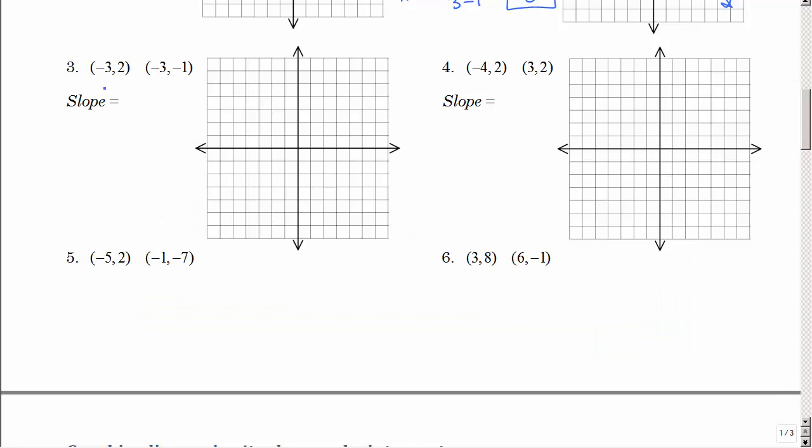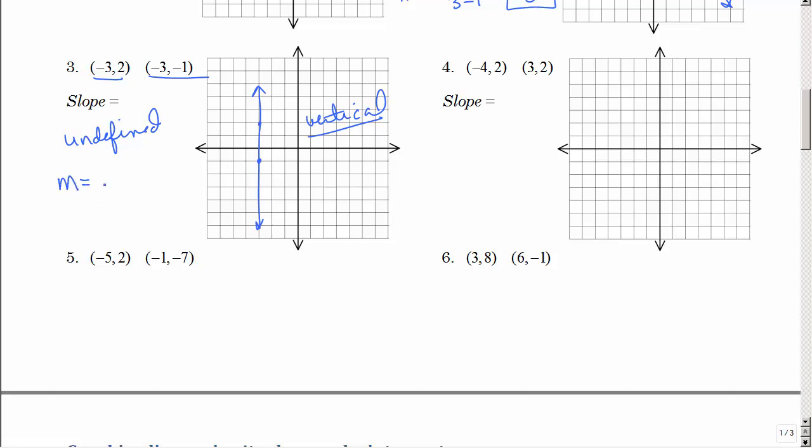Let's look at this one. So let's plot the point. Plot the point. Wait a minute. What kind of line is that? That's a vertical line. Well, go back and look at your notes. What kind of slope do vertical lines have? The slope is undefined.